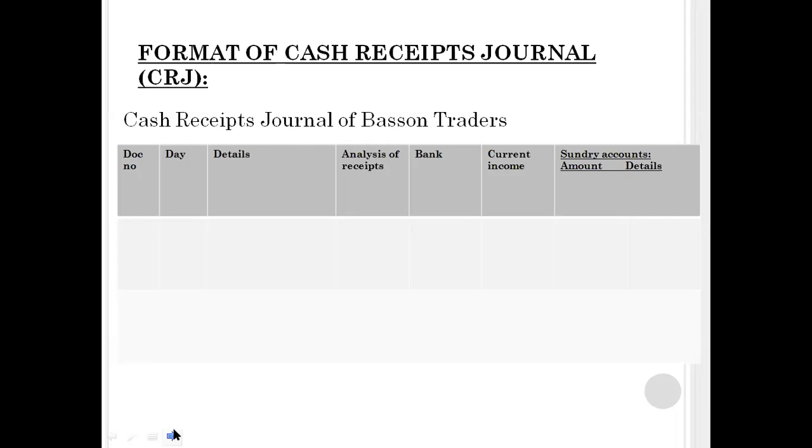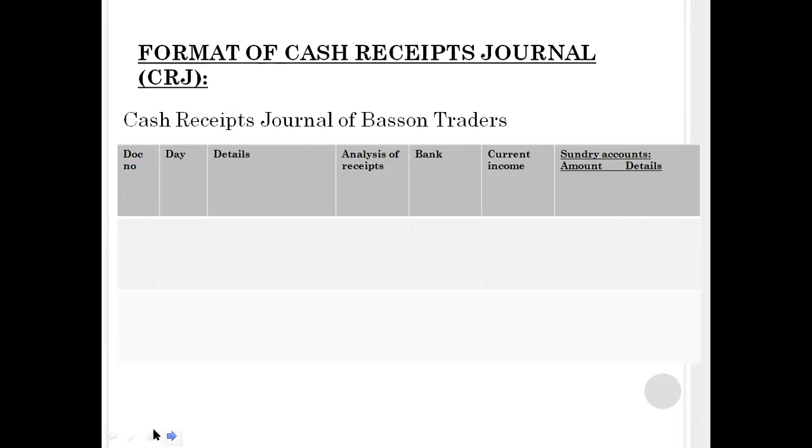Day, the day on which the transaction happened, like the 5th or the 10th. Details, you always look out for a name of a person in the transaction. If there's not a name and it is the CRJ that you're doing, then you write services rendered. Then you get your amount columns. The first one is analysis of receipts. After that, bank. After that, current income. And then you get your sundry accounts.